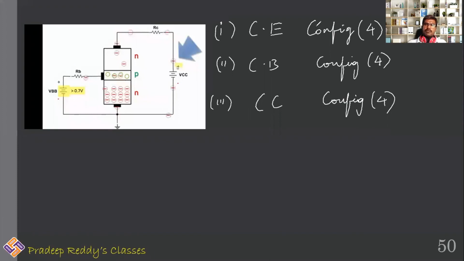Of course, in your higher standards, you will be learning in detail how you can connect these CE, CB and CC configurations. But in our intermediate standard, we are restricted only to the CE configuration, and that too only as an amplifier, right? So this is the CE configuration. We will be discussing the CE configuration in detail, and the current through the CE configuration, in the next video lecture.